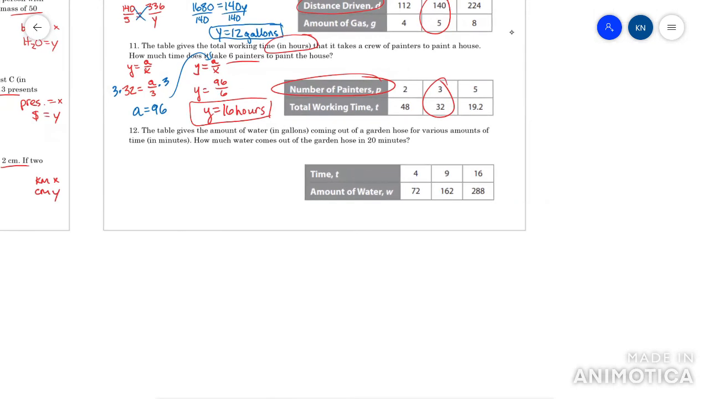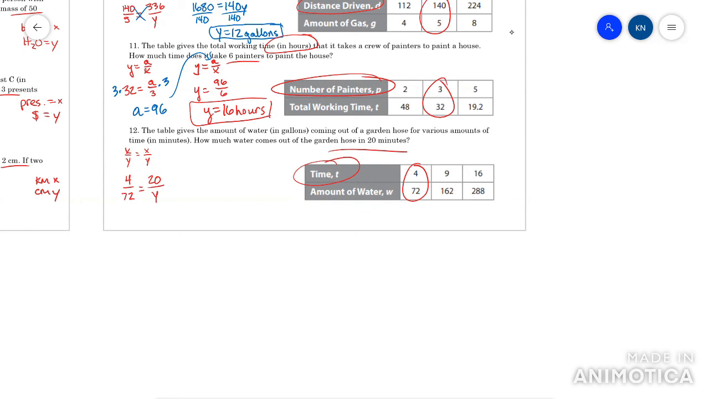Okay. This last one, my X's go up, my Y's go up. This is direct. So it's just X over Y equals X over Y. And so plug in an X and a Y. It doesn't matter which ones. So you got 4 over 72 equals, and then they tell us 20 minutes. They want to know how much water comes out. Well, 20 minutes is time. So that's my X over how much water, that'd be my Y.